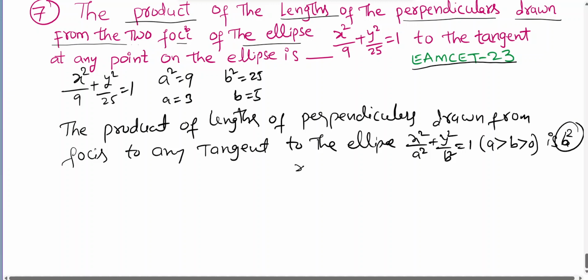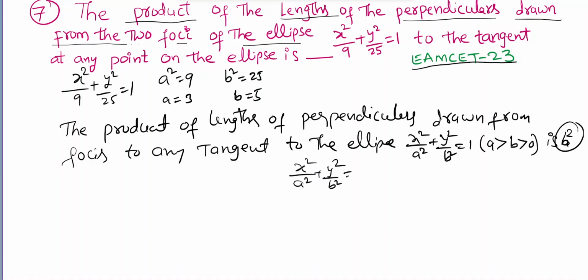For the second type of ellipse, x square by a square plus y square by b square is equal to 1, here 0 less than a less than b. This is the second type of the ellipse. For this, the product of the perpendiculars drawn from the foci to any tangent to the ellipse is a square.